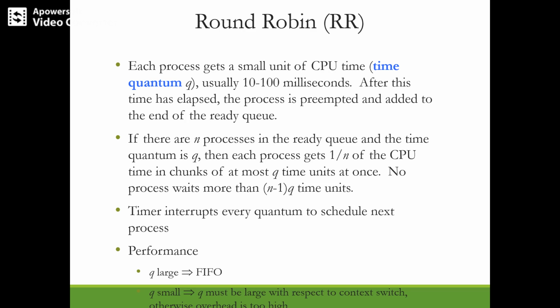So to implement this RR scheduling, we keep a ready queue as a FIFO queue of processes, and new processes will be added to the tail of the ready queue, and the CPU scheduler picks the first process from the ready queue, sets the timer to interrupt after one time quantum, and then dispatches the process.